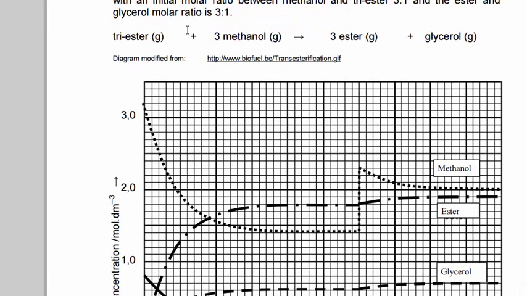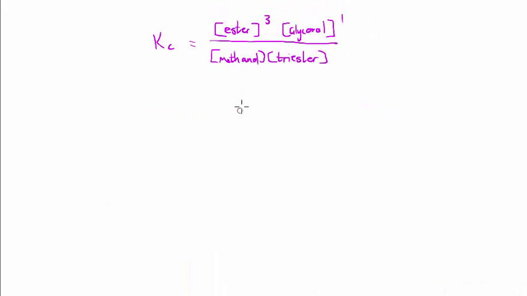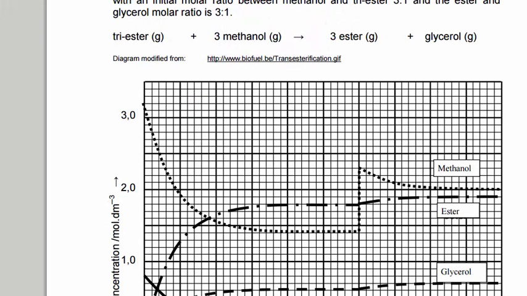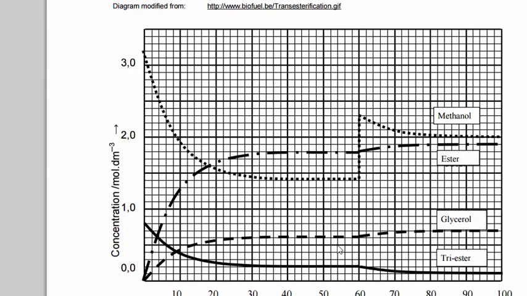Okay, and again we need to look at the triester is 1, the methanol 3. So 3 and 1. And now, where are we going to get the concentrations from? From the graph. It's quite easy actually.